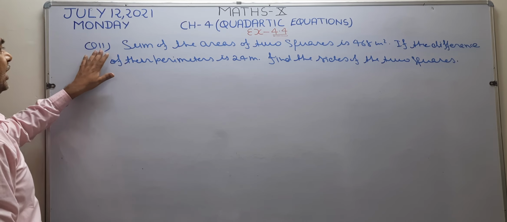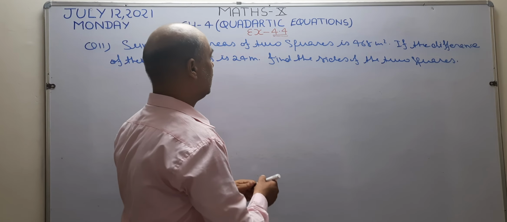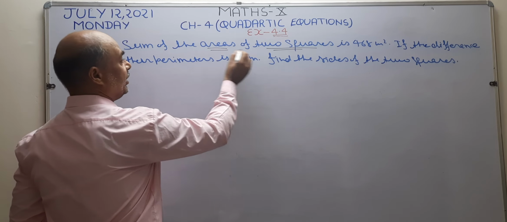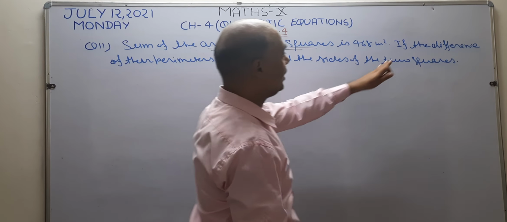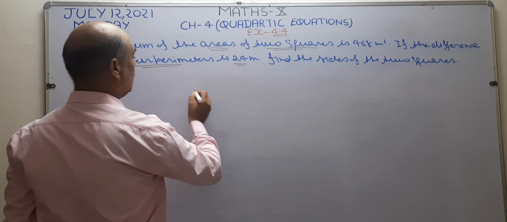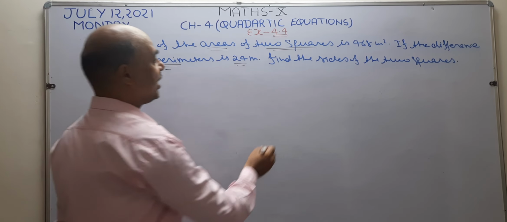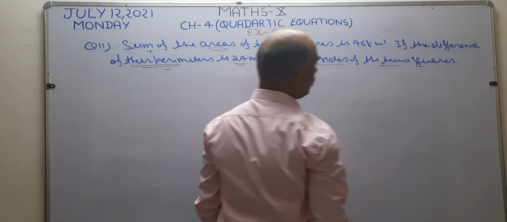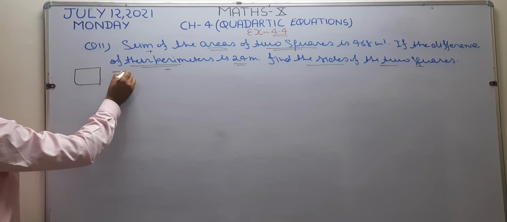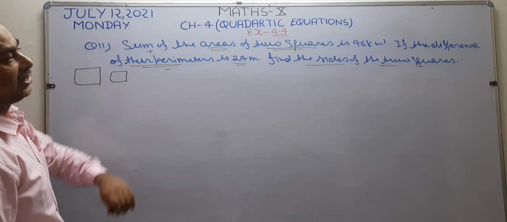Now I am going to solve question number 11 of exercise 4.4. Sum of the areas of two squares. Now, two squares are there, and the sum of their areas is equal to 468. The difference of their perimeters is 24. Difference means minus. Sum means plus. Find the sides of the two squares. Two squares are there. Suppose one square is this one and the other square is this one. We have to find the sides of these two squares.